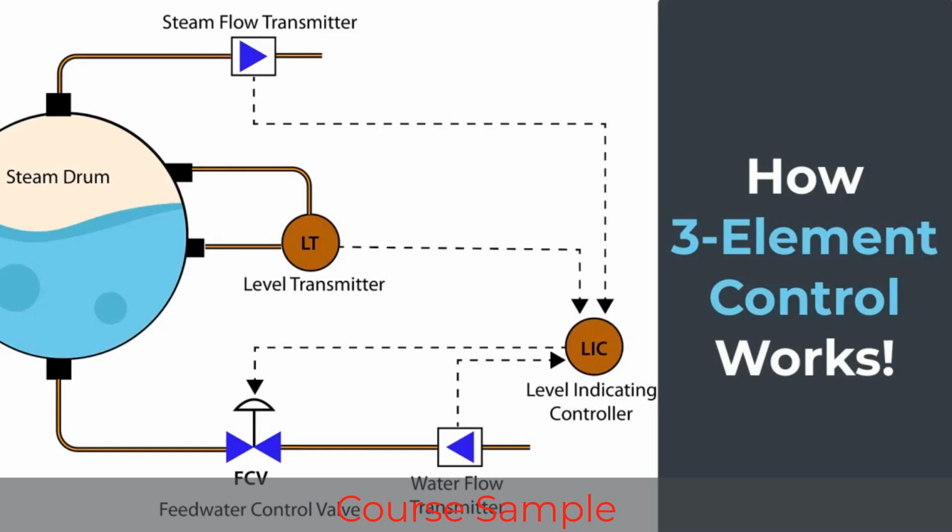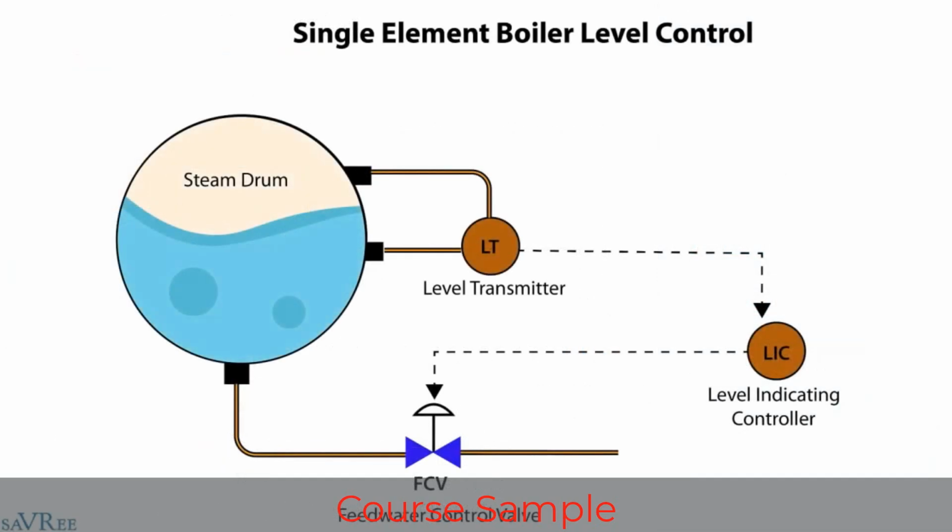In this video, we're going to be talking about three-element control and how we use it in order to regulate just how much feed water is going to our steam drum and correspondingly how much steam we're generating and discharging from our steam drum. Single element control is the most basic form of control used to regulate the feed water flow rate into the steam drum.